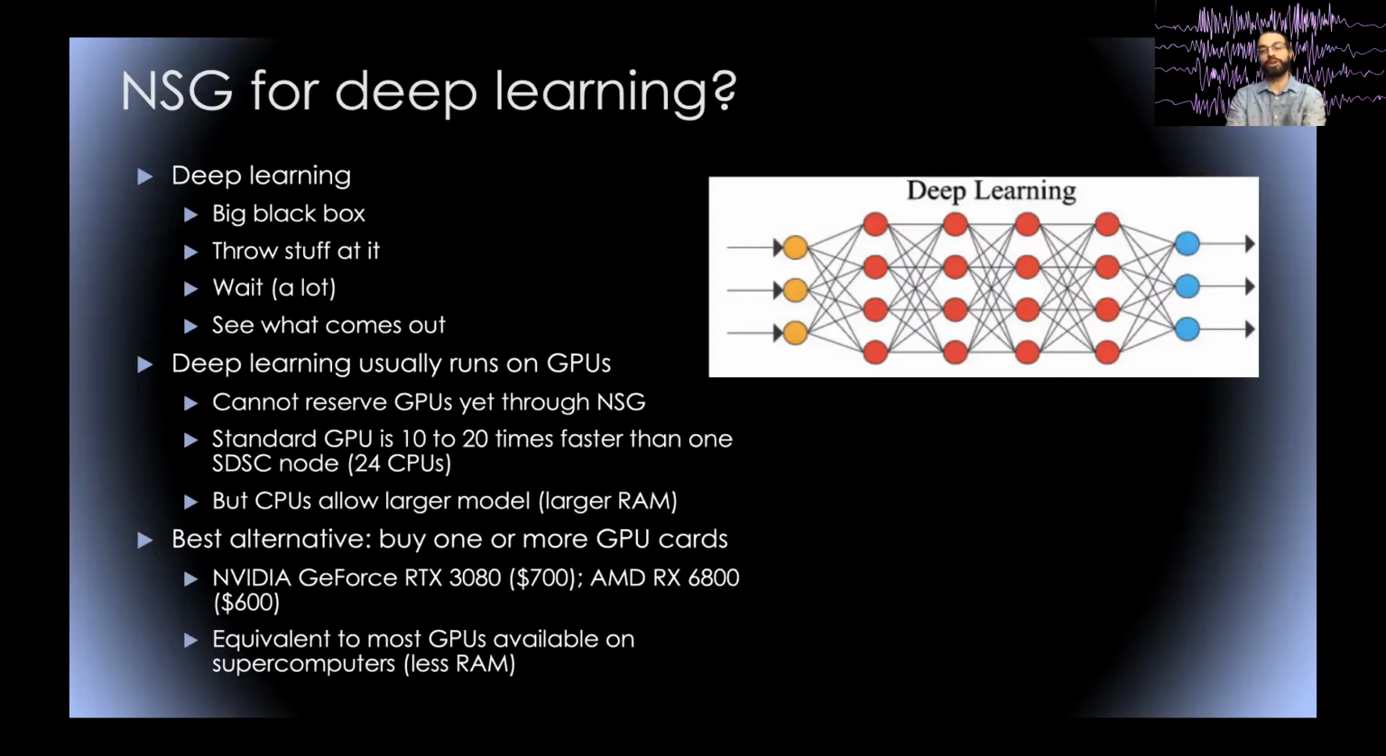So if you want to do deep learning, really the best alternative is supercomputers that offer a GPU interface, or you can also buy a GPU, which are very cheap right now. The gaming boards are actually very efficient, and they're as fast as the ones you can find on supercomputers, except they usually don't have as much RAM.